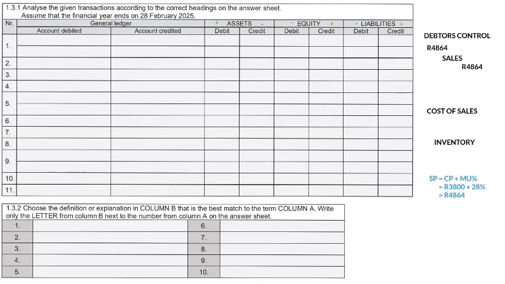We know that debtors control is an asset. And we know that sales is an owner's equity. Asset will have a positive effect, and owner's equity will also have a positive effect on our accounting equation. So let's go and record the debtors sales of the selling price onto our worksheet. So the account to be debited is debtors control. The account to be credited is sales. Assets will be debited with 4,864 and equity will be credited with 4,864.